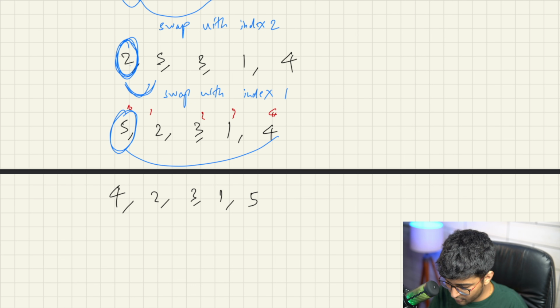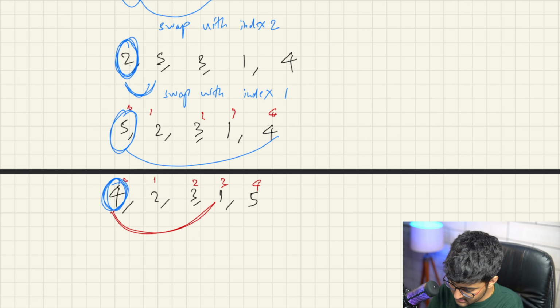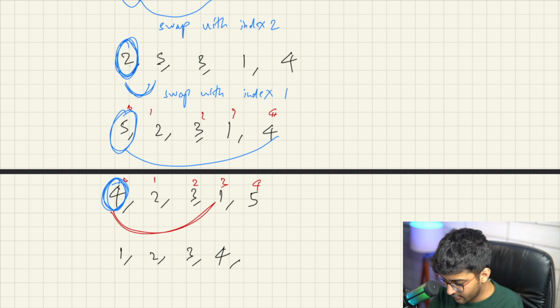Again, I'll stay at index 0 over here. Is 4 at the correct index? No, it's not. Okay, put it at the correct index. Now, what is the correct index for 4? 3. So swap this. This will become 1, 2, 3, 4, 5.